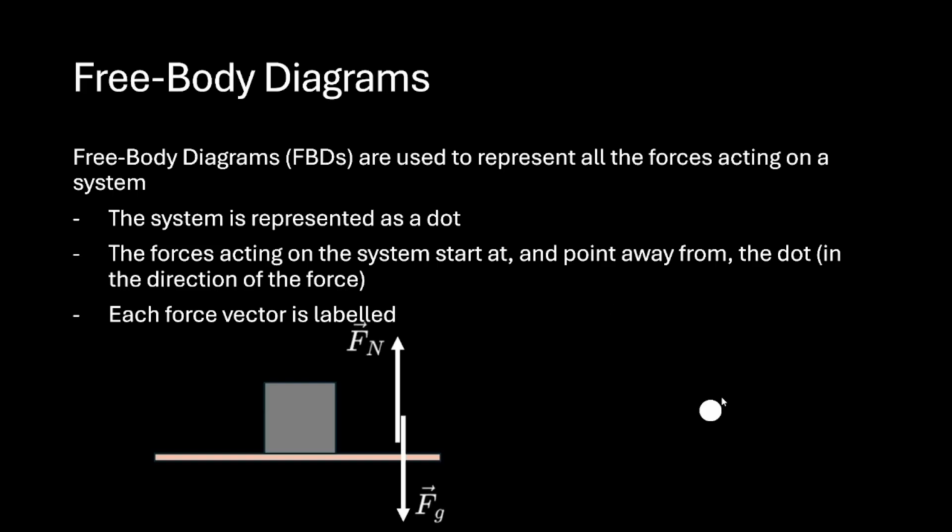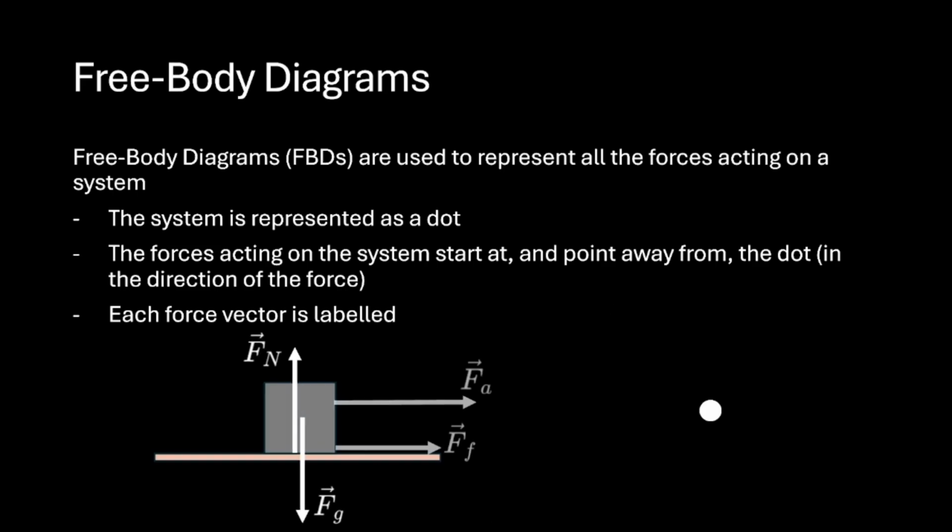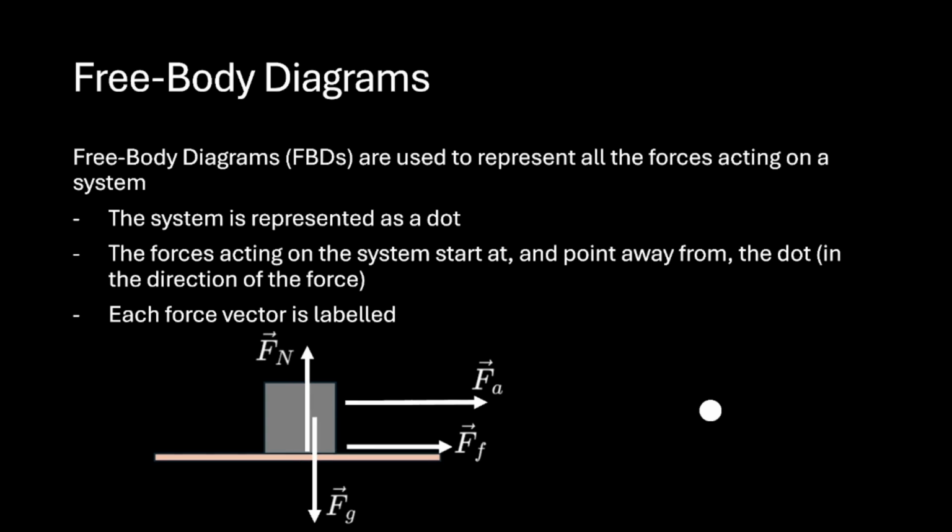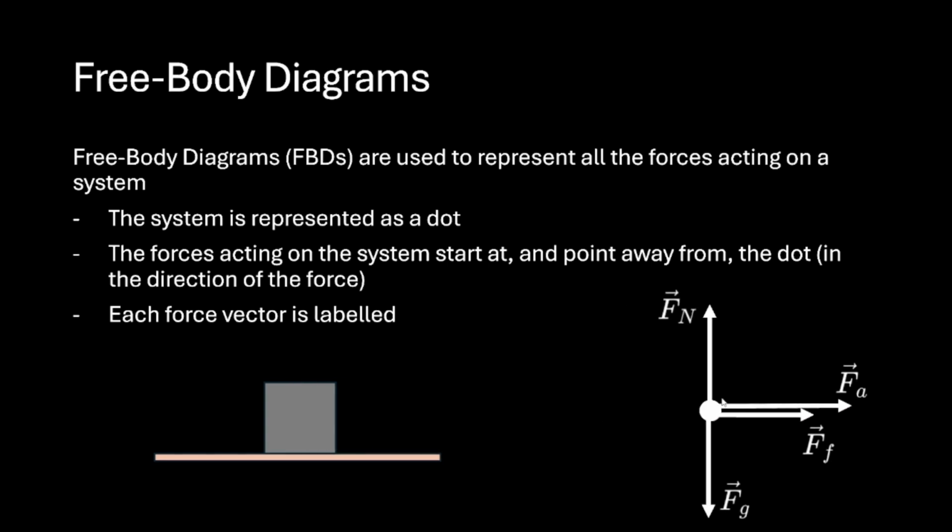What if we have multiple forces? So we add these two new forces to the object. They both occur in the same direction, so what we do is we offset the arrows a little bit to represent both. You can't merge arrows when showing the different forces on a free body diagram.